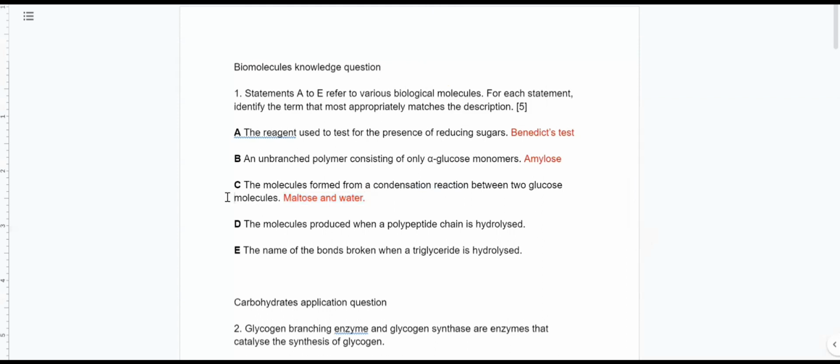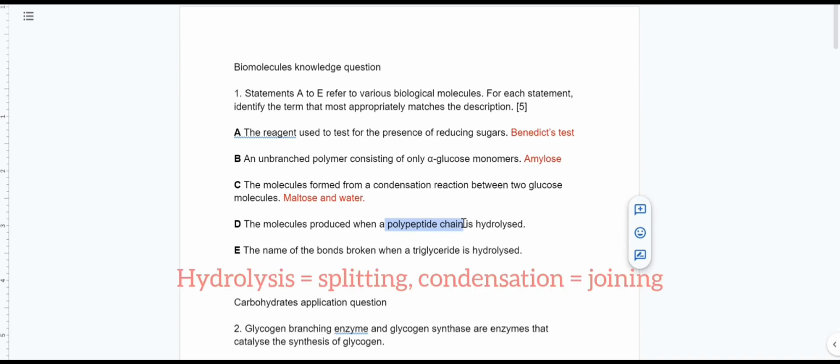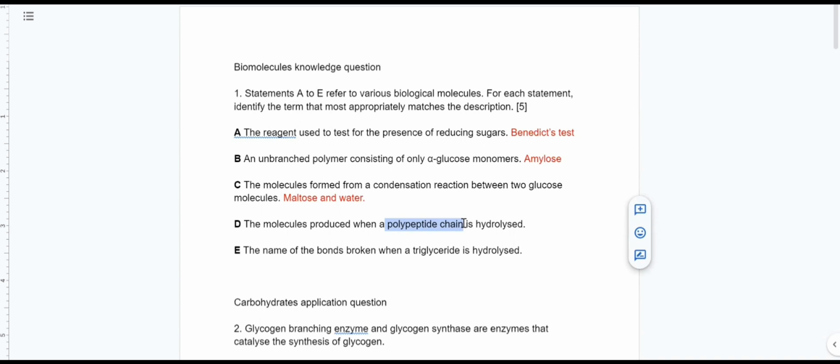Let's move on to statement D. The molecules produced when a polypeptide chain is hydrolyzed. Okay, so this ties back to what I said earlier about how a hydrolysis reaction is basically a reaction where you use a molecule of water to split a larger molecule into smaller subunits. So in this case, a polypeptide chain would be composed of many amino acid subunits. So the answer is just amino acids. Take note that water molecule is not part of the answer this time because water is the molecule that we add to the reaction. We do not produce water by hydrolysis. We only produce water through condensation.